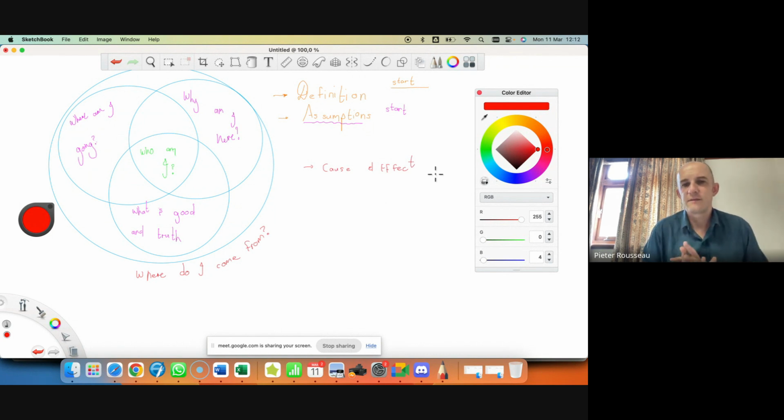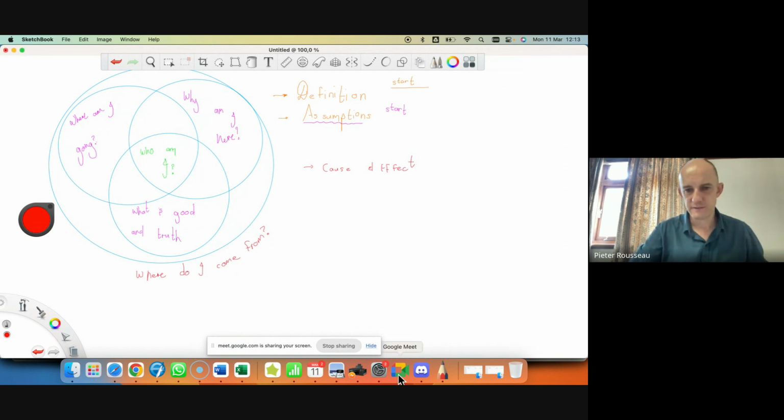Cause and effect will mean that, so what is a cause and what is an effect? A cause is something that is producing an effect, okay? So an effect is what happens, and a cause is what made it happen. Does that make sense? Does anyone have a question?